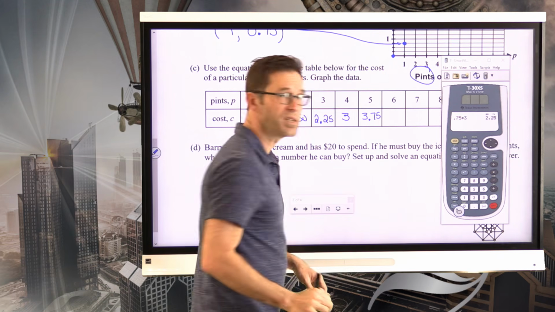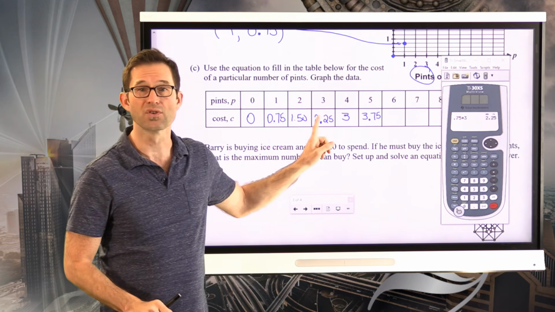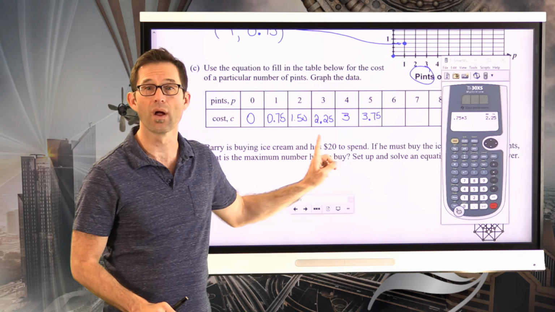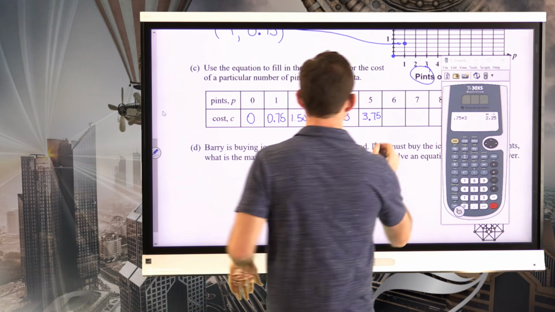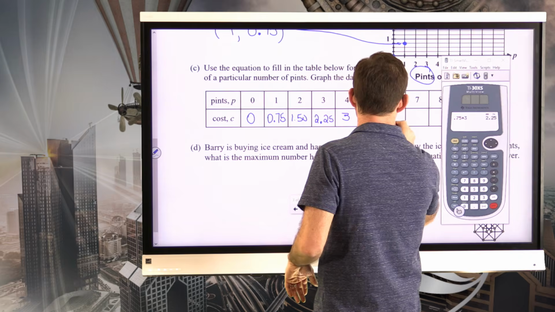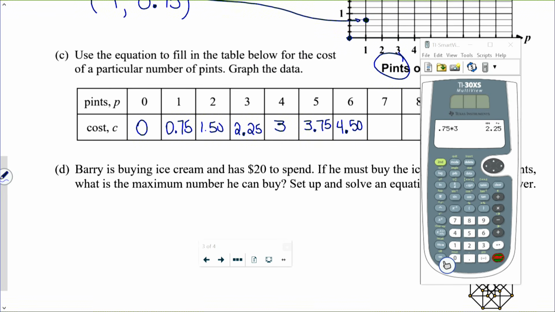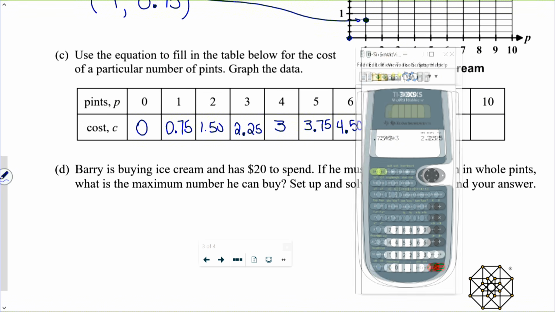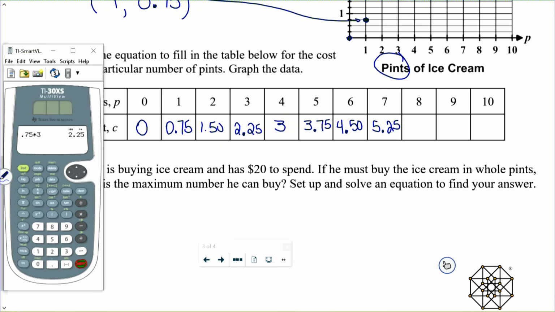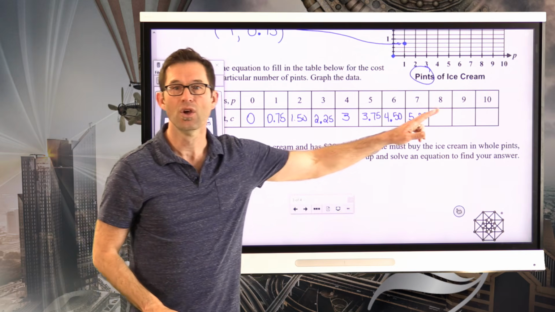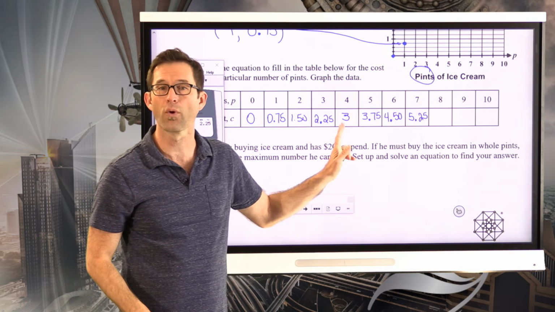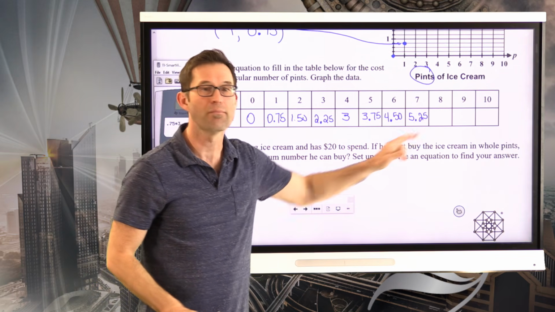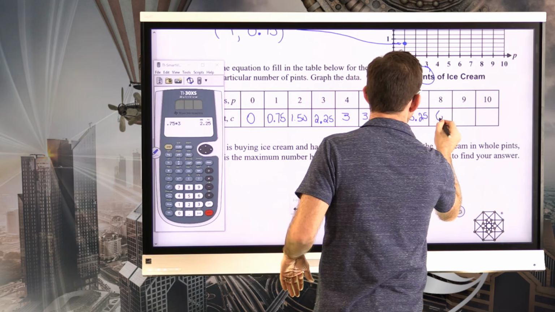$3.75. 6 pints should be twice as much as 3 pints. Since 3 pints is $2.25, 6 pints is going to be $4.50. Again, 7 pints is a little bit obnoxious. We could use our calculator to find that it's $5.25. 8 pints might be the easiest one on here because the cost of 8 pints should be twice as much as 4 pints. 4 pints cost $3. 8 pints must cost $6.